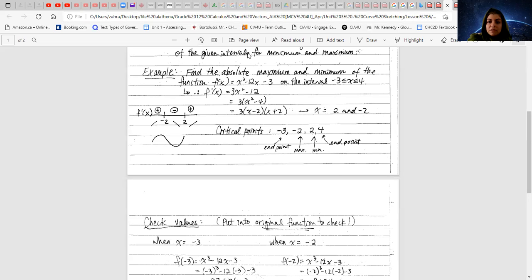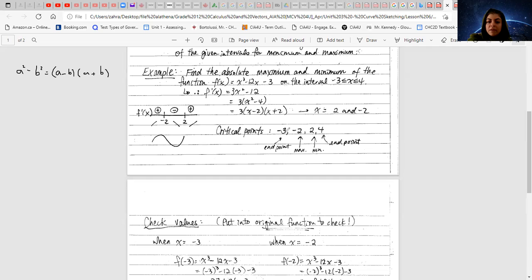You can use the difference of perfect squares: a minus b, a plus b. Okay, so this is x minus 2, x plus 2. Now, the local maximum and minimum are going to be the zeros here. X minus 2 equal to 0, the root is 2. X plus 2 equal to 0, the root is x equals negative 2. Also the endpoints, negative 3 and 4.